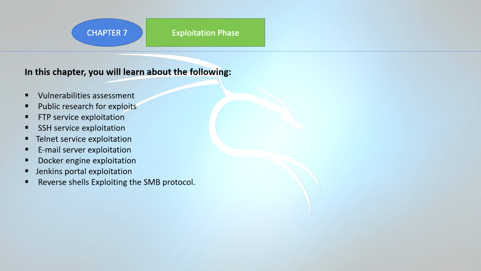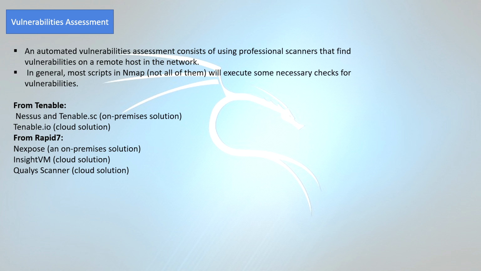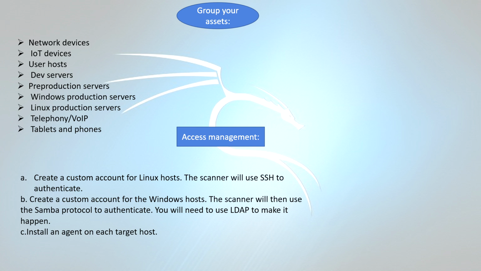Step 7 is exploiting the flaws. This follows vulnerability assessment, FTP service exploitation, SSH service exploitation, email service exploitation. The automation of vulnerability assessment is the concept of using a scanner to find vulnerabilities, such as Nessus and Tenable.io. Group your assets: network devices, IoT devices, user hosts, dev servers.